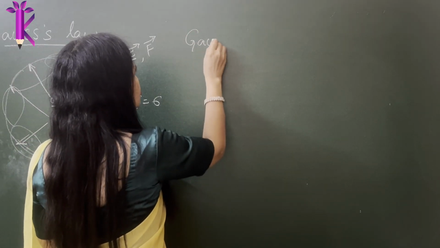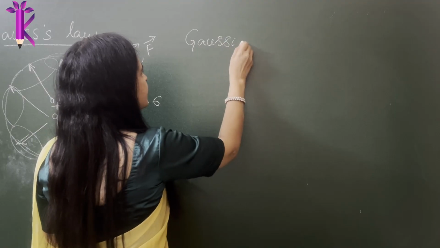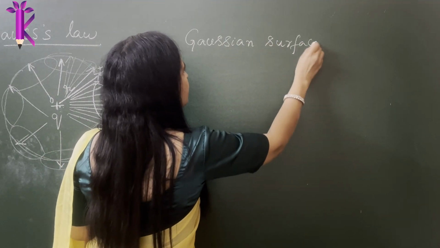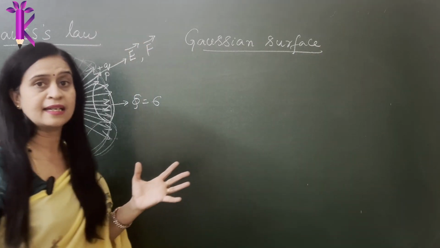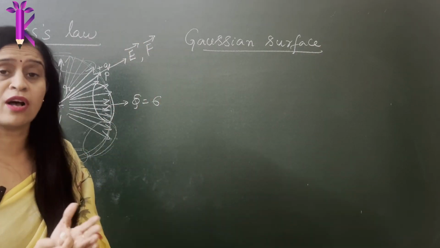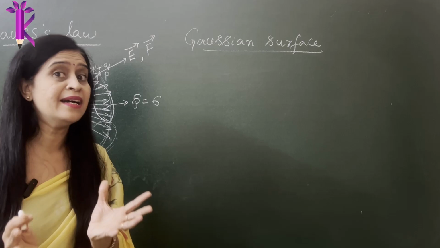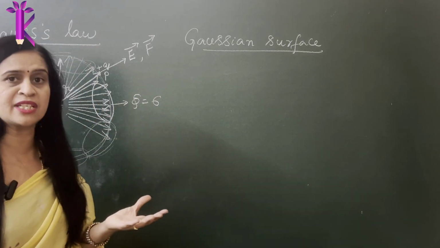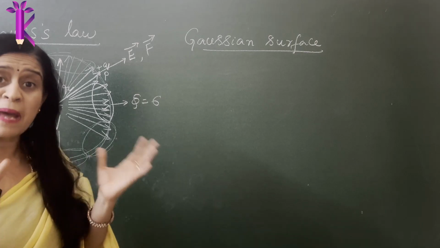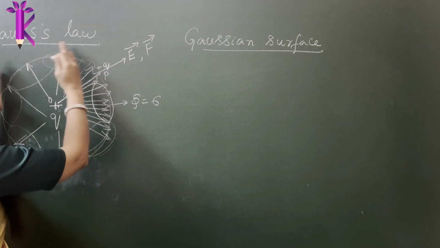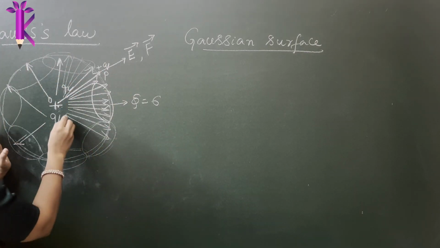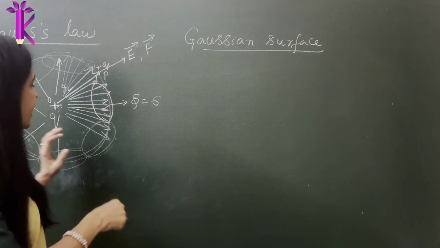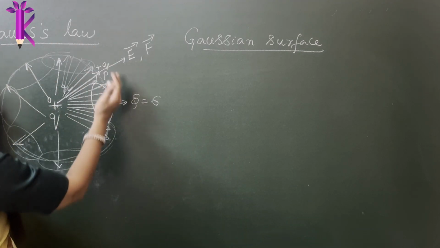So what did Gauss do? Gauss assumed that, in order to calculate the net electric flux at any given point, let us imagine a Gaussian sphere which is symmetric in shape. For simplicity, the basic symmetric shape we can take is a sphere, because a spherical shape is radially symmetric all over, and you have all these electric flux lines coming out radially through each surface.